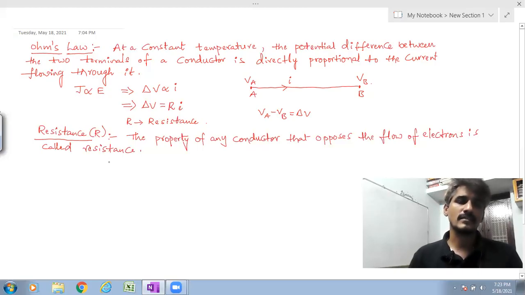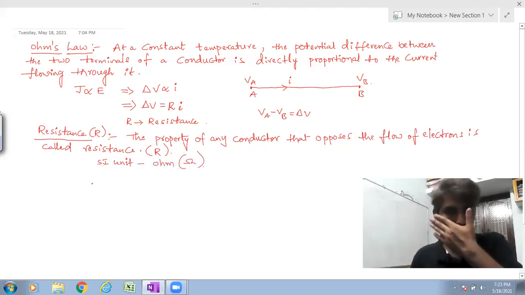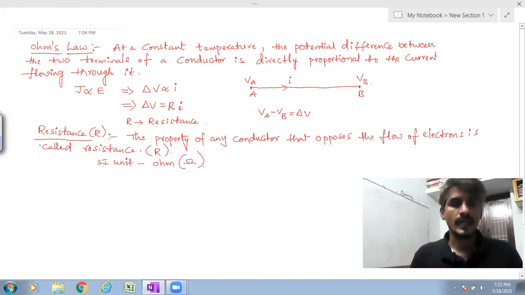See here, resistance of a conductor is denoted with the letter R, and SI unit of resistance is ohm. It depends upon some factors. What are those dependent factors? Here resistance depends upon length of the wire or length of any conductor. What happens if length of the conductor increases?